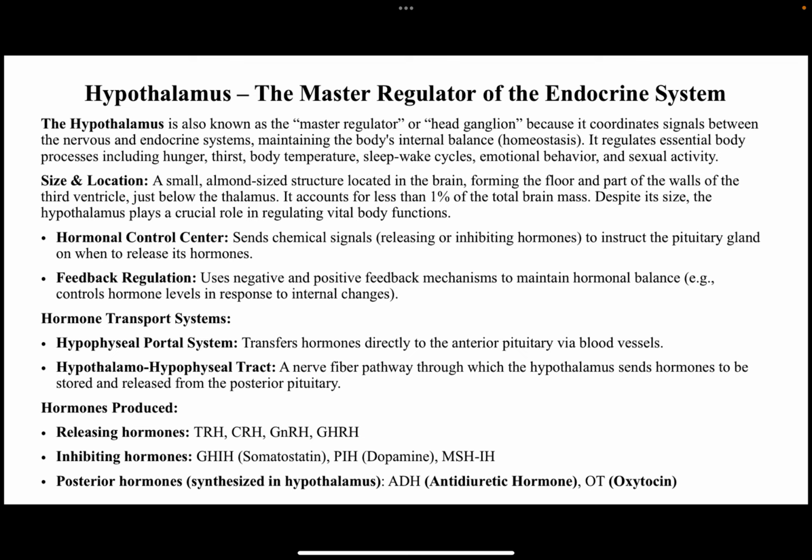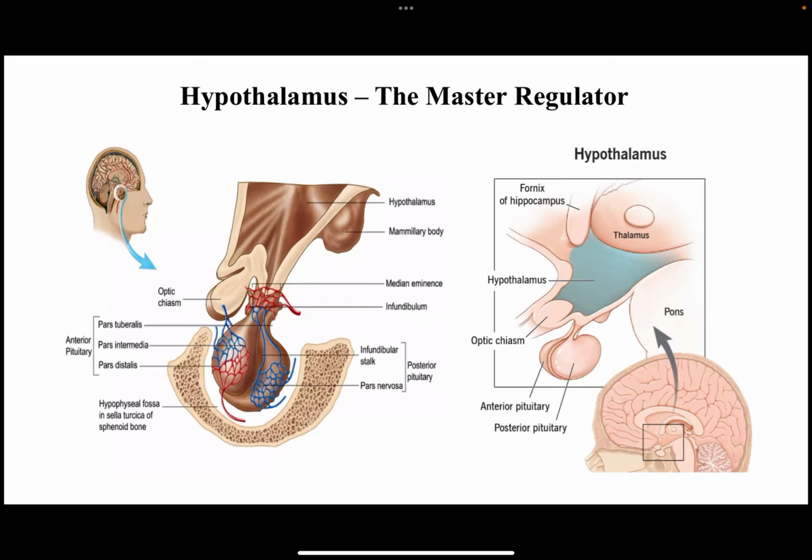Those hormones that are produced by the hypothalamus but not stored there are part of the hormones produced by the hypothalamus when you are describing the hypothalamus in terms of the hormones that it produces. So now let's go into the hormones produced by the hypothalamus.